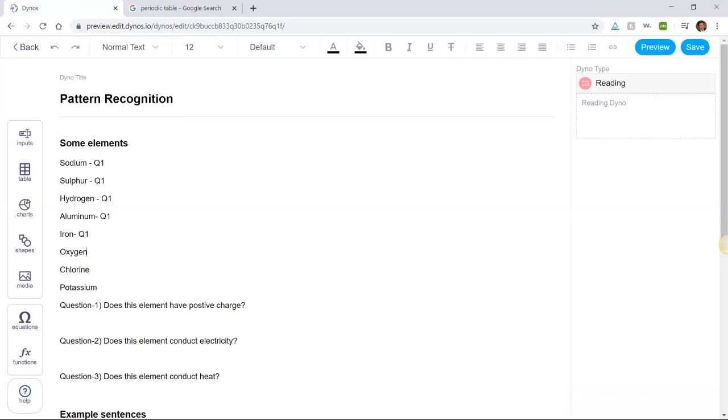Yeah. Positive. Okay. Oxygen? Yeah. No, oxygen, no. Chlorine. Negative. Chlorine is negative. Yes. Chlorine is negative. Potassium. Yeah. Potassium is? Positive.